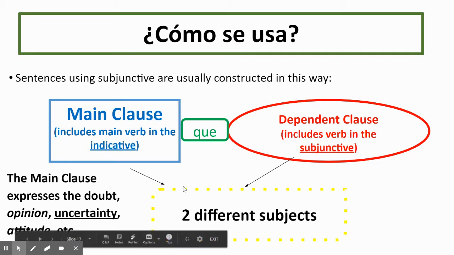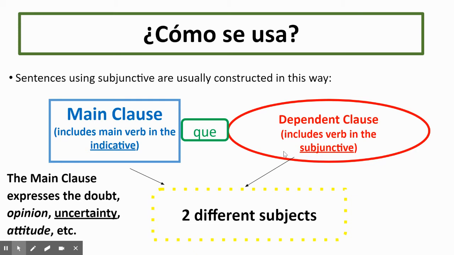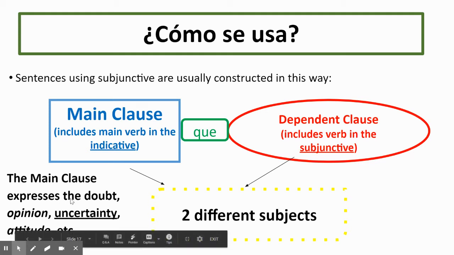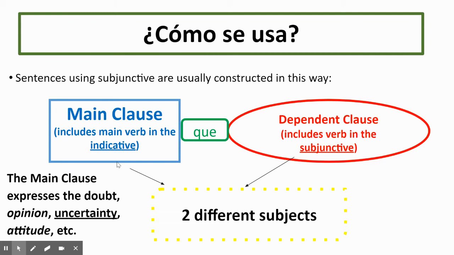The most important difference, I guess I should say, is in the yellow bubble: your main clause and your dependent clause must always have two different subjects. And if they don't, they break the rules of subjuntivo, okay? And we'll get to that much later. But the main clause will be the clause, the information that expresses the doubt, opinion, uncertainty, those heartfelt emotions. You're going to talk about them here, and then that influences what you do in the dependent clause, or that main clause triggers the subjunctive in your dependent clause.